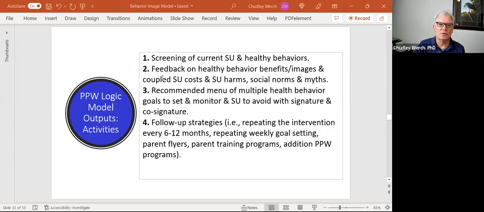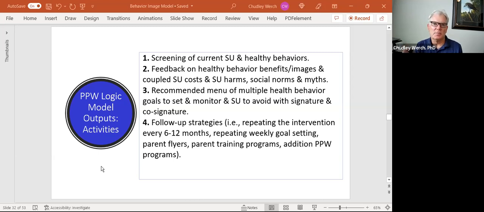So that's the input. In terms of outputs, number one, you've got screening of current substance use and healthy behaviors. Number two, you've got feedback on healthy behavior benefits images, coupled with substance use costs and harms, social norms and myths. Three, you've got a recommended menu of multiple health behavior goals to set and monitor, and substance use to avoid, with signatures and co-signatures to increase motivation. And four, follow-up strategies. Follow-up strategies could just be re-implementing your PPW program every 6 to 12 months. It could be repeating goal setting every week.